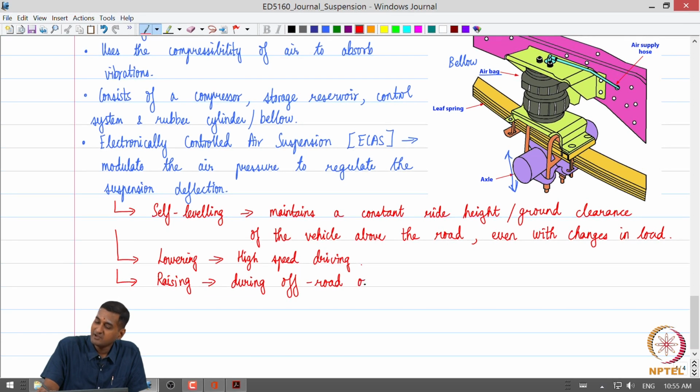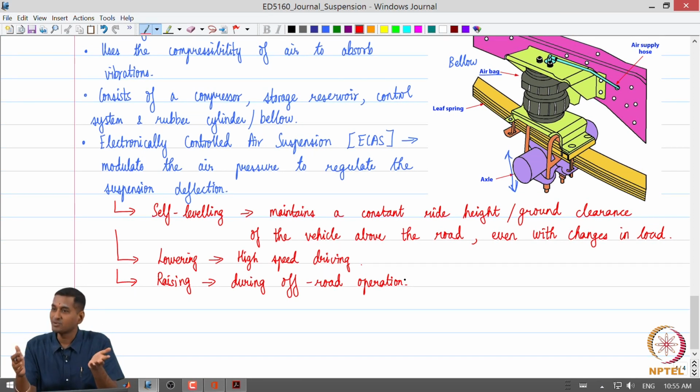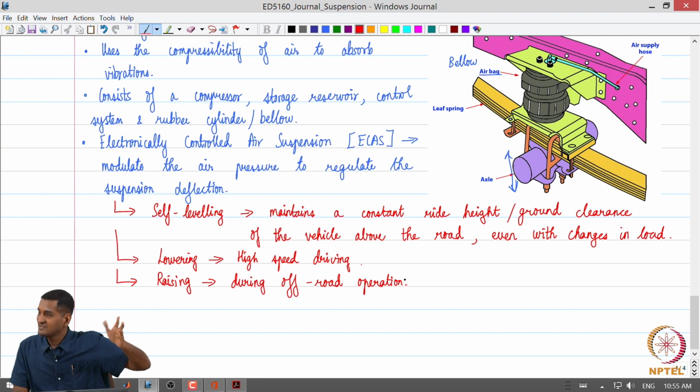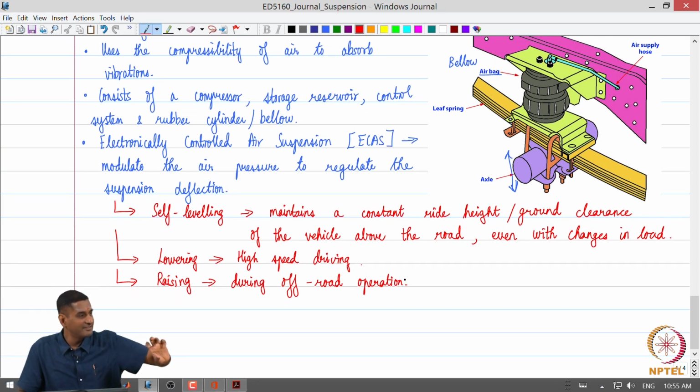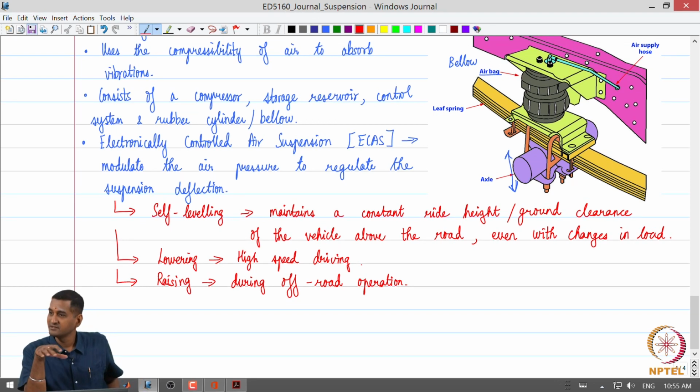We can also have rising of the vehicle body, particularly when we go on off road operation. Let us say we have mining trucks and so on, where the road itself is going to be very uneven. We are anyway going to go slow, and there is going to be significant roughness in the road. So, we want to increase the ground clearance a little bit, so that we have space between the uneven road and the components of the vehicle. So, one could also have this rising functionality in off road conditions.